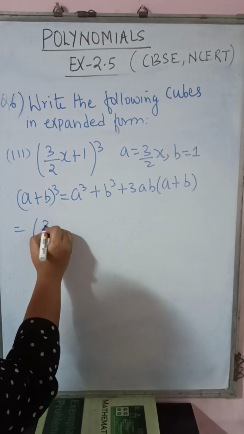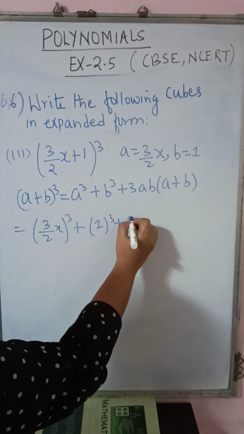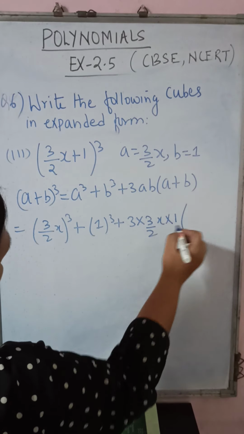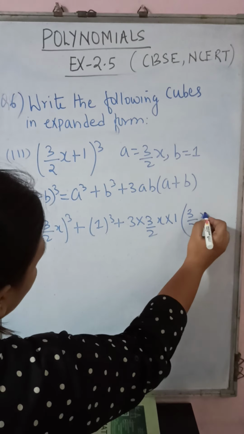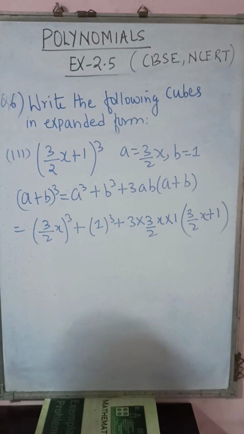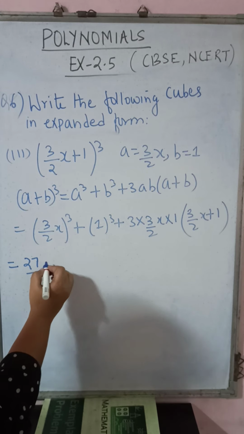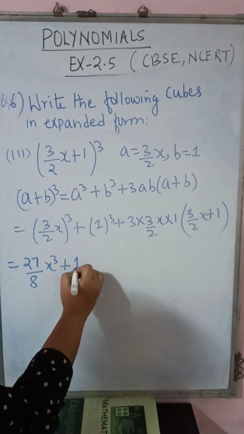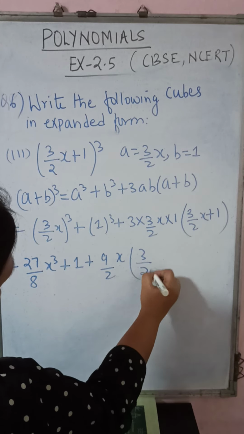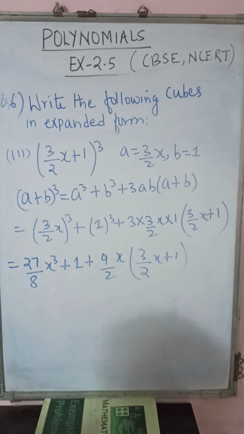What is a? (3/2x)³ plus, what is b? 1³, plus 3 into what is a? 3/2x. What is b? 1. a + b, so 3/2x plus 1. Now simply open the bracket and expand. 3³ is 27 over 2³ is 8, x³, plus 1³ is 1, plus 3 times 3 is 9 over 2x, in bracket (3/2x + 1). So at one time we will solve only one step. Okay, now next.